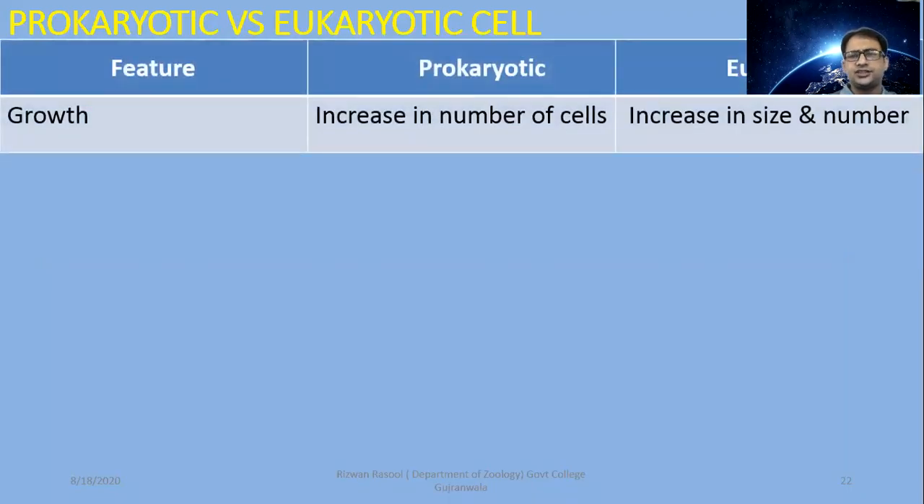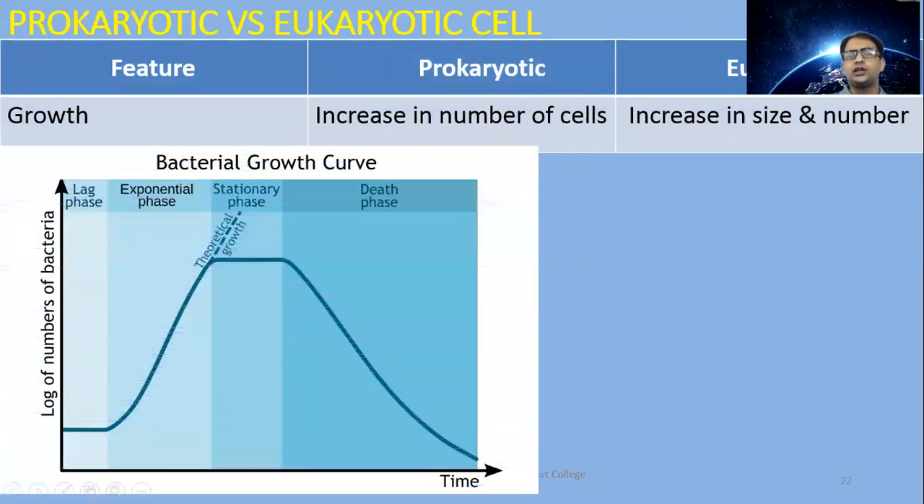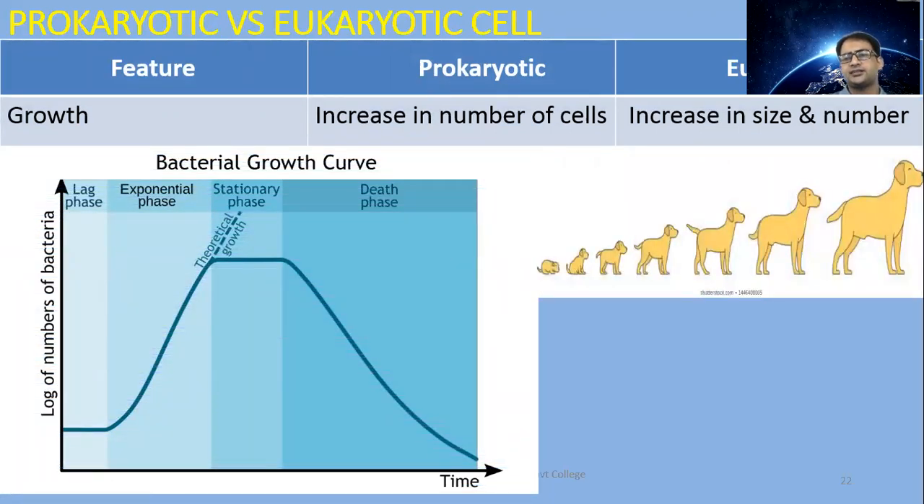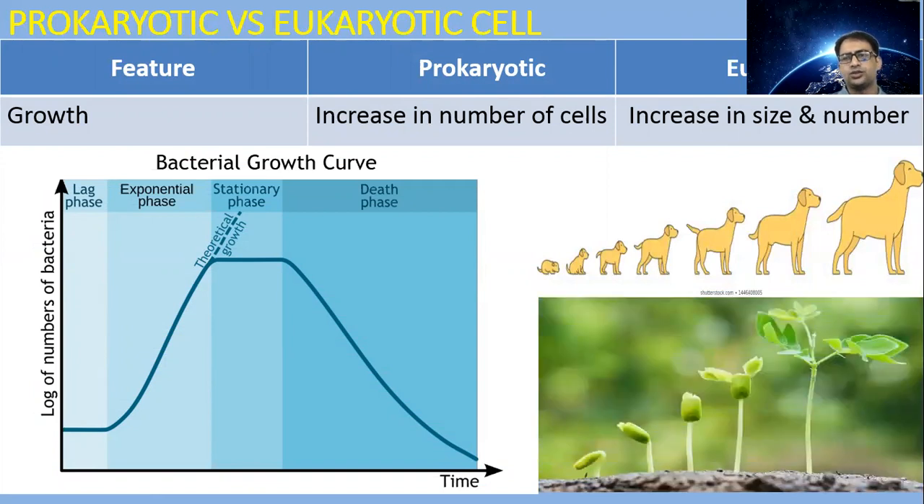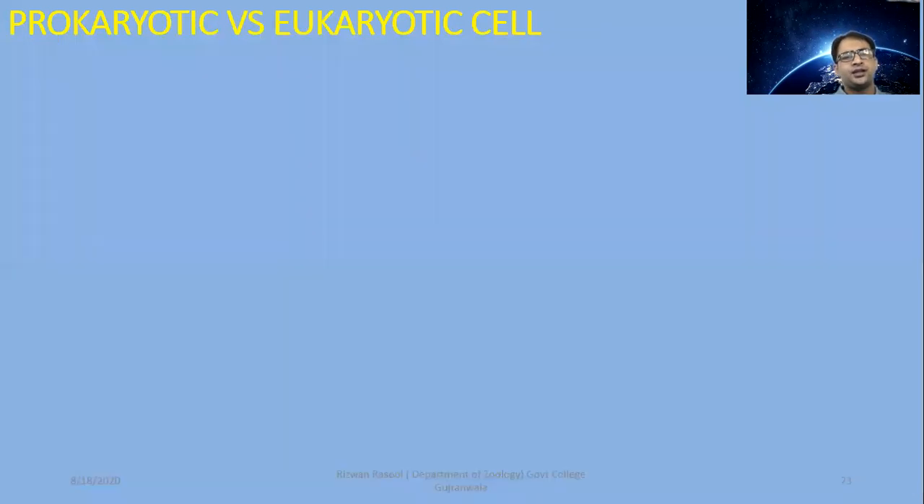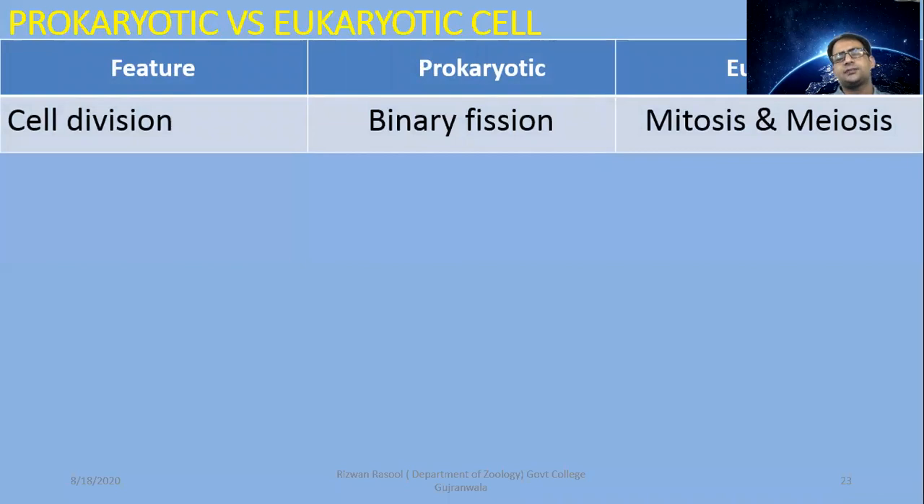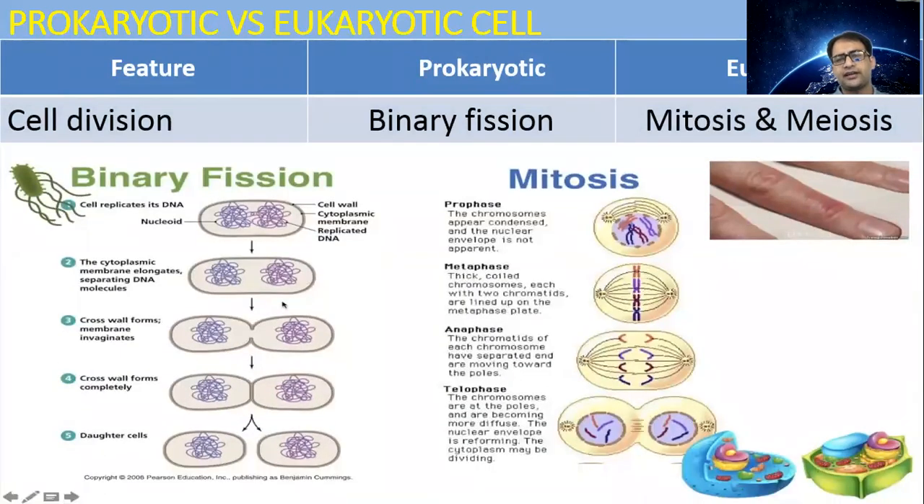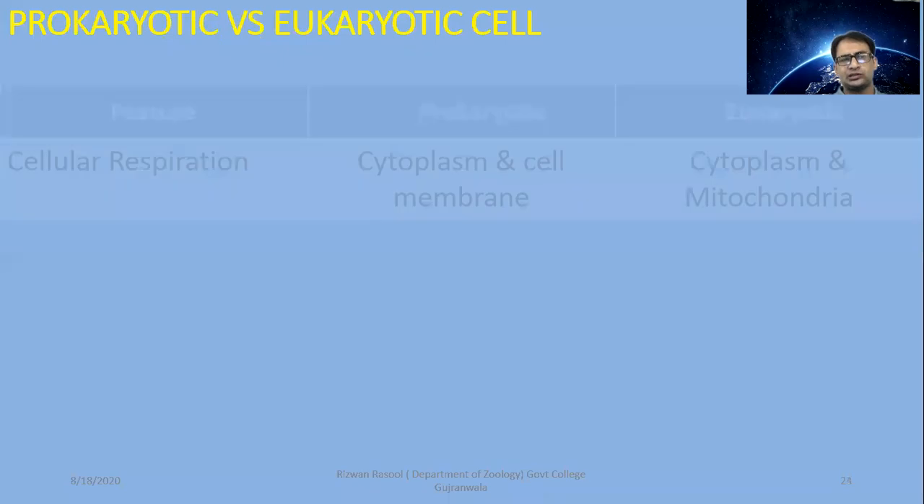As far as other functional features are concerned, in the case of prokaryotes we define growth as an increase in number of bacterial cells. As far as eukaryotic cells are concerned, it includes increase in number as well as increase in size of the organism. In eukaryotes, size and number of cells both increase, whereas in prokaryotes, in the stages you study in the bacterial growth curve, only the increase in number is called bacterial growth. Cell division takes place with the help of binary fission in prokaryotes, while eukaryotes carry out mitosis and meiosis.